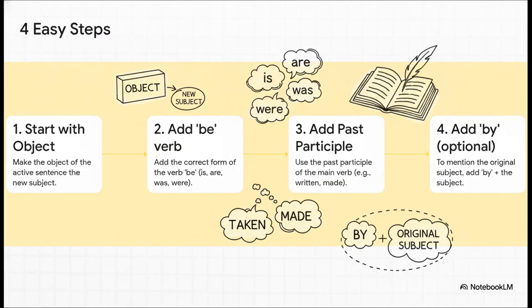Let's break that down into 4 easy steps. First, you take the object from the active sentence and make it your new subject. Second, you add the right form of the verb be, like is, are, was, or were. Third, you pop in the past participle of the main verb, like taken or made. And finally, step 4, which is totally optional. If you still want to say who did it, you can add by and then the original subject.